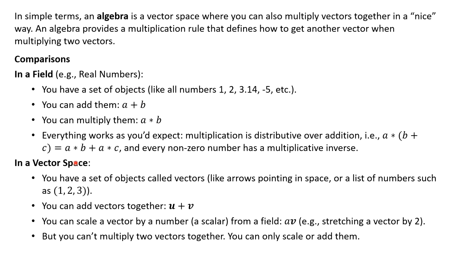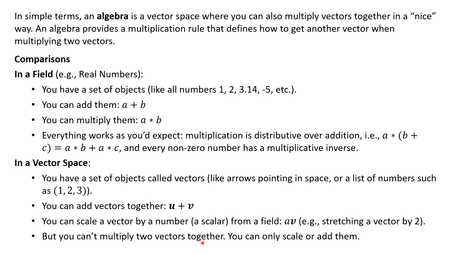In a vector space, which we've been talking about in this lesson, you have a set of objects called vectors, like arrows pointing in space. That's for 2 and 3 dimensions normally. You can add vectors together, we know that, and then you can scale them. In other words, multiply them by a scalar.